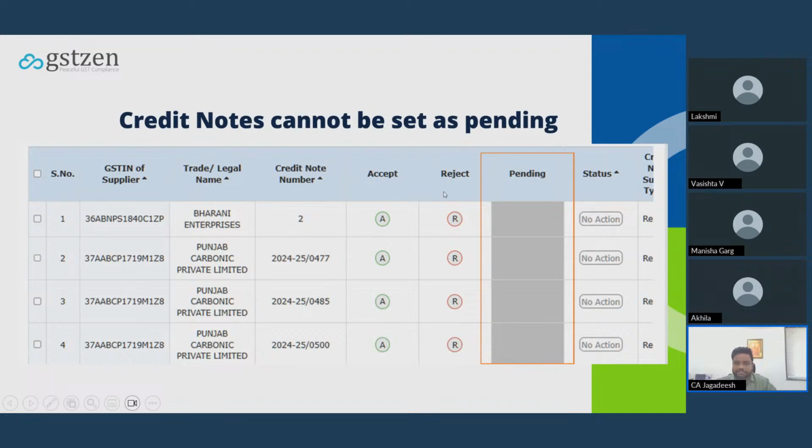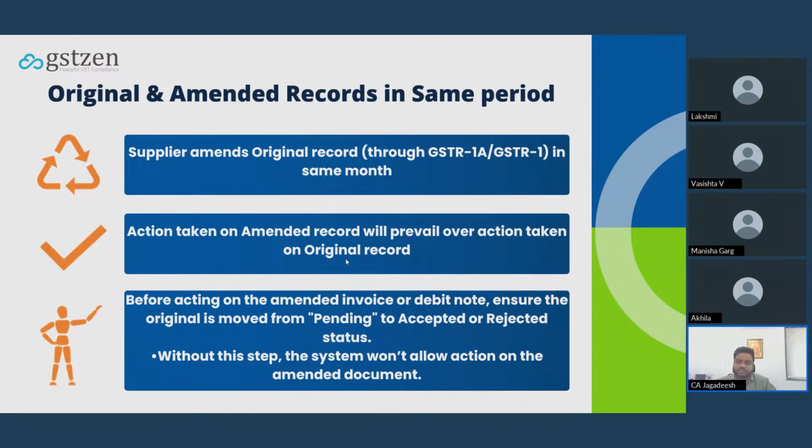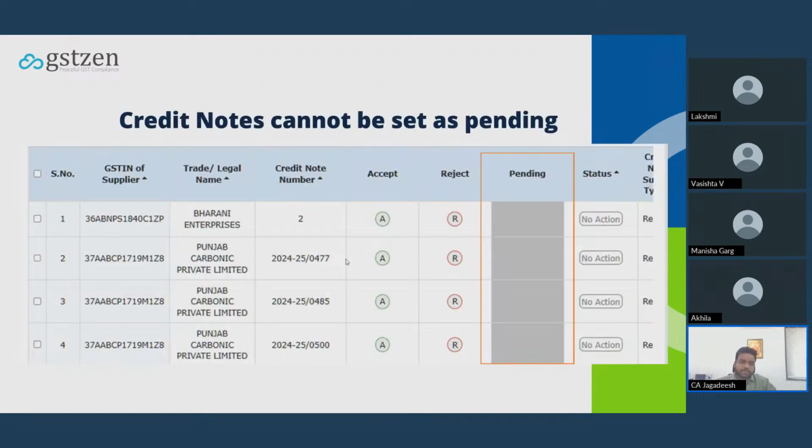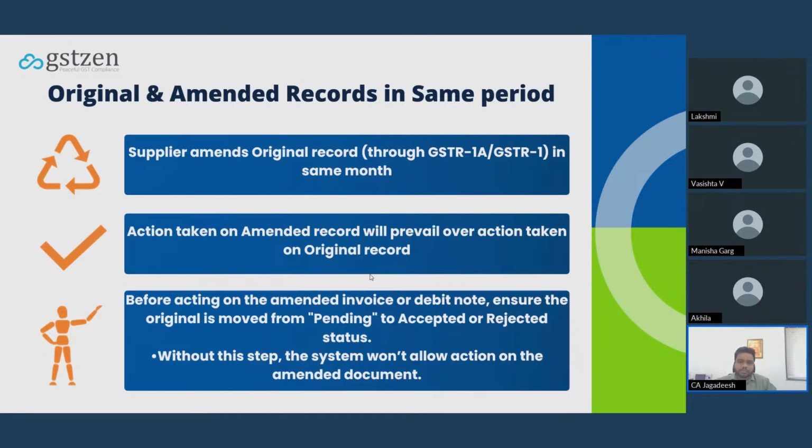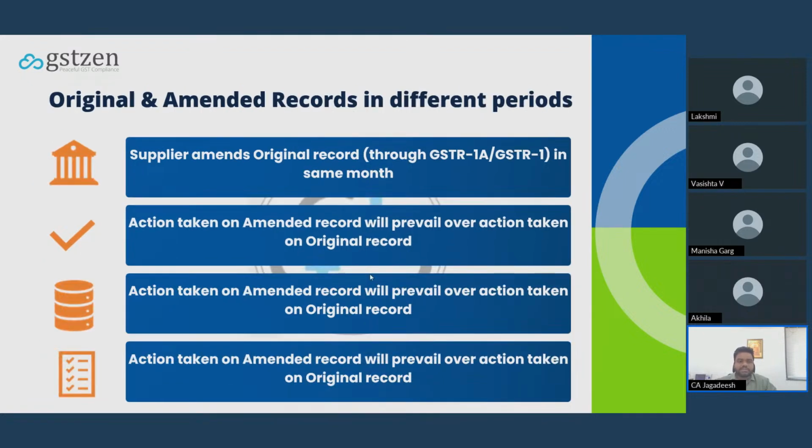This is the credit note module in the IMS. If you see here, pending is not allowed. You have to accept it or reject it, and there is also a no-action option. But if you have not taken any action, it is deemed to be accepted. So obviously it will be marked as accepted, and your ITC will get reduced. That's the way it works.